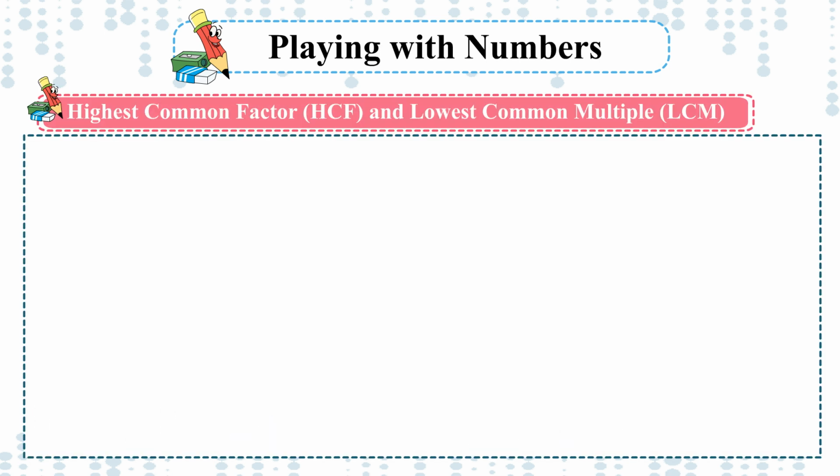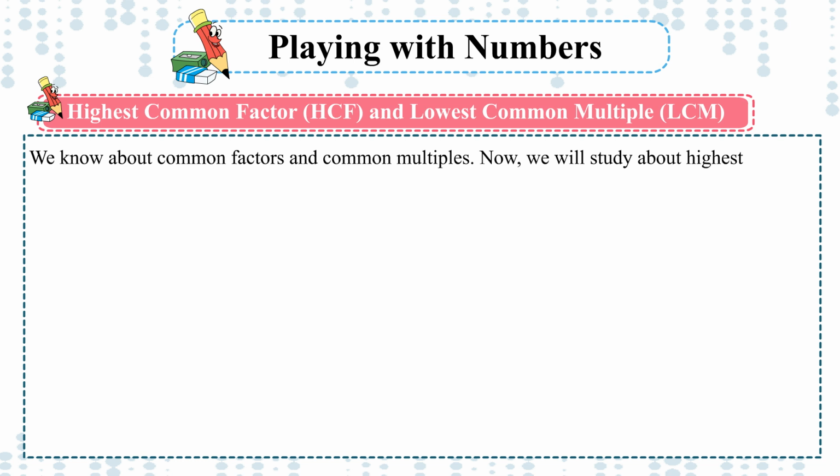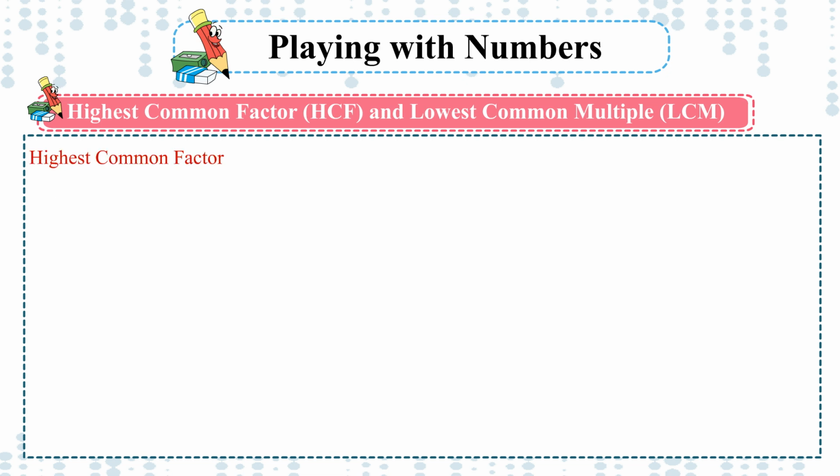Highest common factor, HCF, and lowest common multiple, LCM. We know about common factors and common multiples. Now, we will study highest common factor, HCF, and lowest common multiple, LCM. Highest common factor. Let us take two numbers, say 36 and 64.